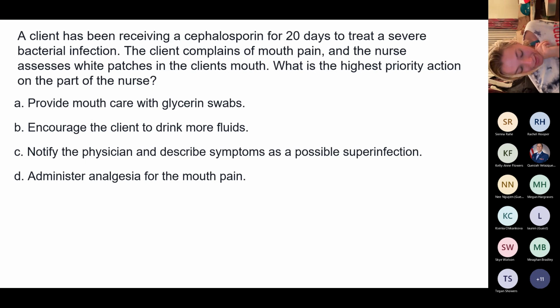Yep, nystatin, swish and spit. They have oral candidiasis from a superinfection. They now have yeast. So the answer was C, notify the physician. And what are they probably going to include in their follow up? The swish and spit.